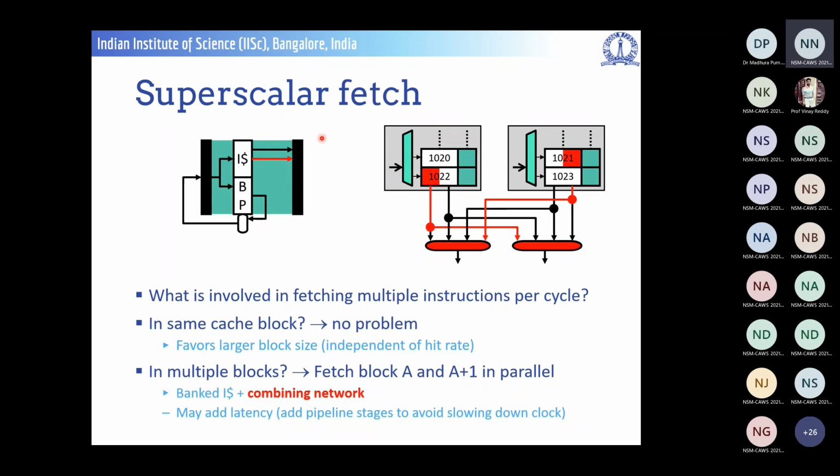Yeah, so superscalar fetch, I think we have already talked about. Now this is not so problematic as long as the instructions that you are trying to execute in parallel are within the same cache block. If they are not in the same cache block, sometimes you might want to access two instruction cache blocks in parallel, A and A1. But in that case, you would require banking or some multiporting of your instruction cache. Okay.